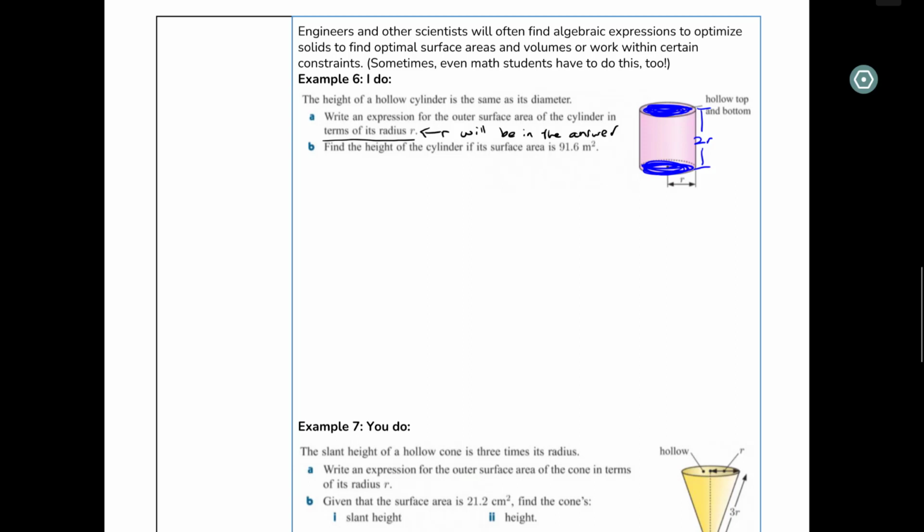Now, what is it that we are trying to write an expression for? For the outer surface area of the cylinder. If we're trying to write an expression for the outer surface area, that means that's the thing that's going to be isolated. That's the thing that's going to be by itself in the equation. Okay, so let's go ahead and look at surface area. For a cylinder, we know that was 2 pi times the radius times the height plus 2 pi r squared. But remember what each different component is here. 2 pi r squared, those are the top and bottom parts, which we know don't exist.